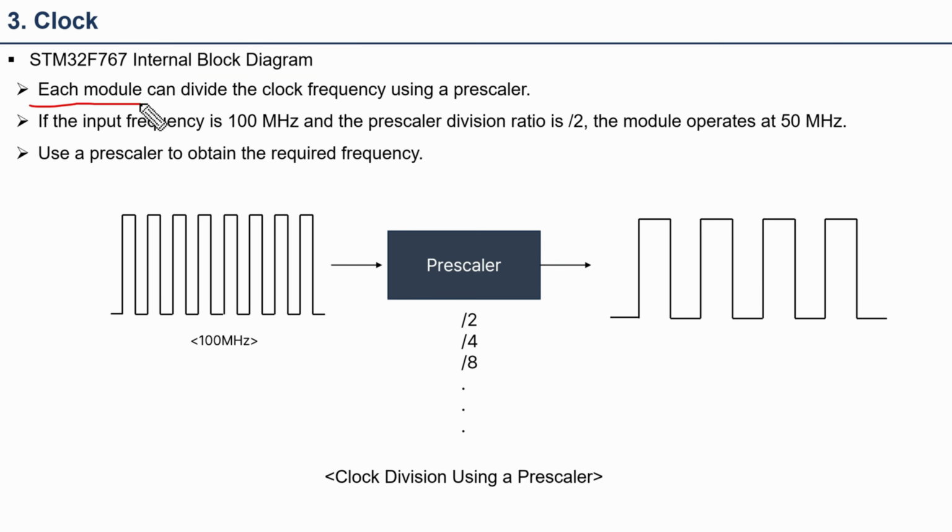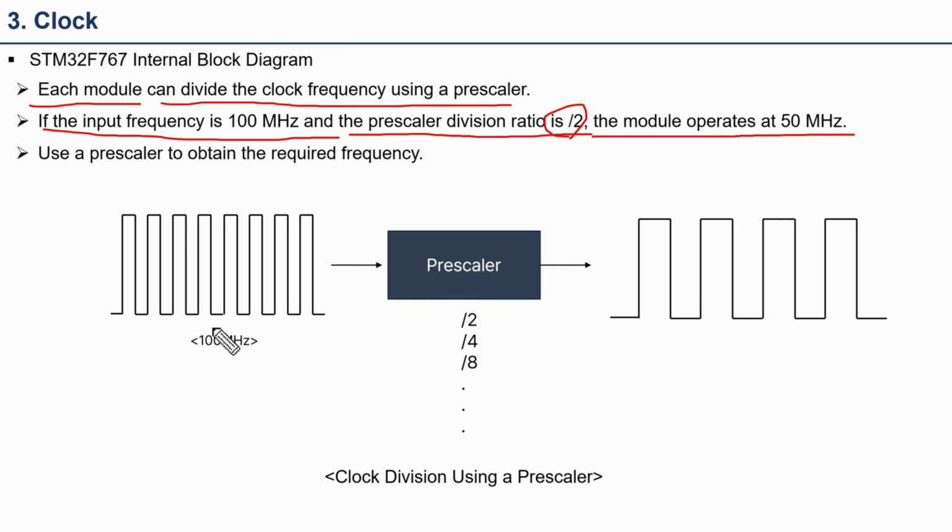Each module or peripheral can divide the clock frequency with a prescaler. For example, if the input frequency is 100 MHz and the prescaler divides it by 2, the module runs at 50 MHz. Here's what that means.